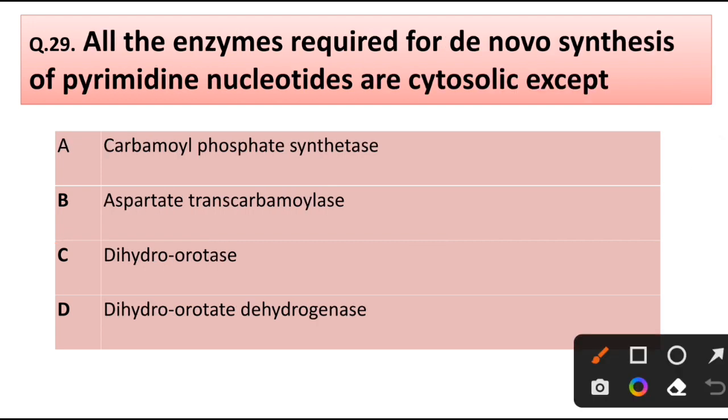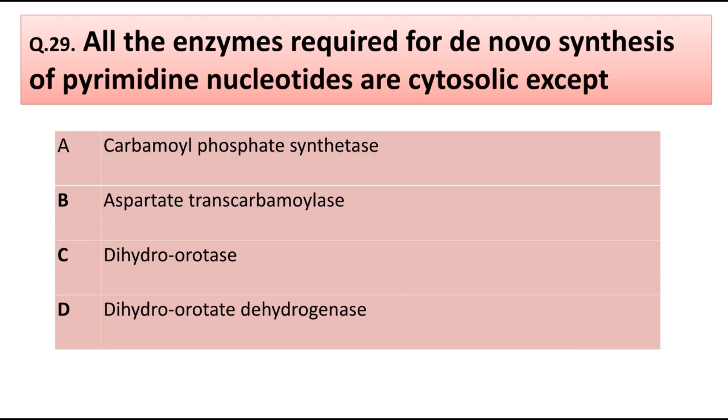Question number 29. All the enzymes required for de novo synthesis of pyrimidine nucleotides are cytosolic except carbamyl phosphate synthetase, aspartate transcarbamylase, or dihydroorotate dehydrogenase. Correct answer is option D, dihydroorotate dehydrogenase.